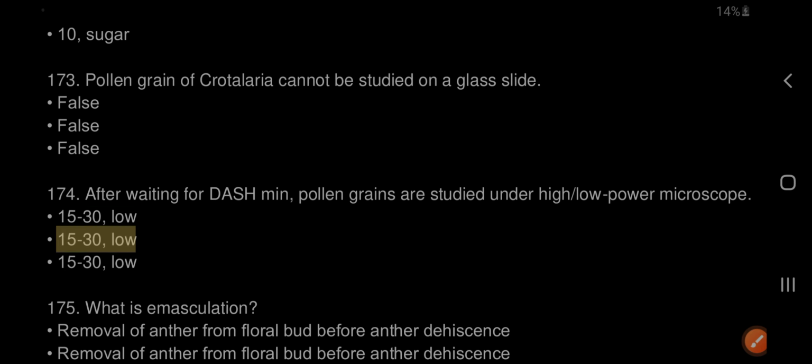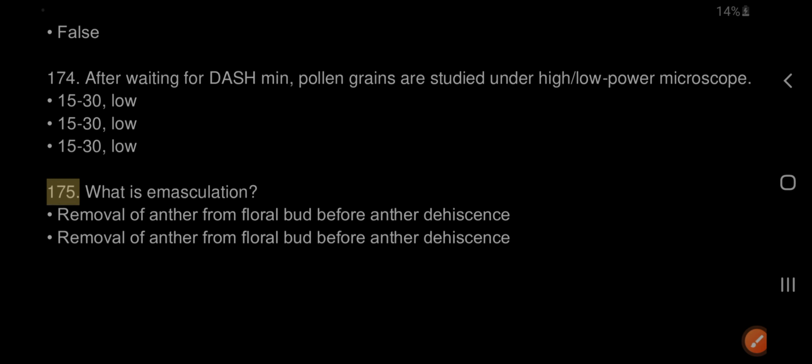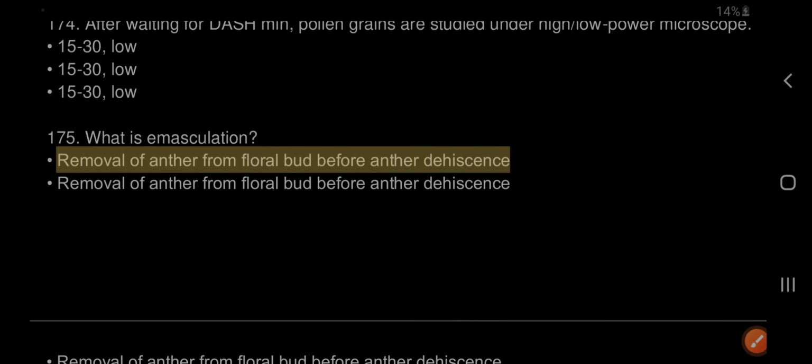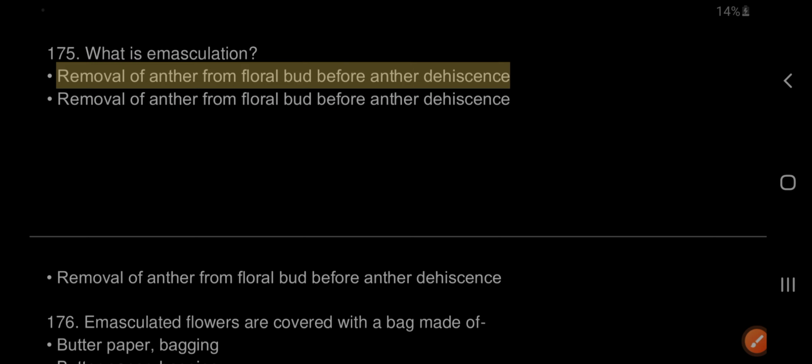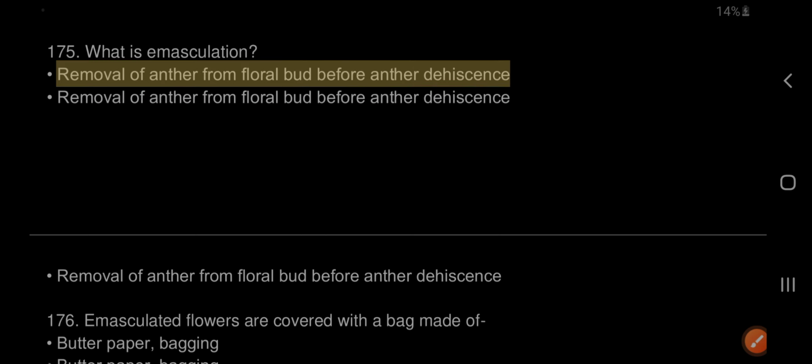175. What is emasculation? Removal of anther from floral bud before anther dehiscence.